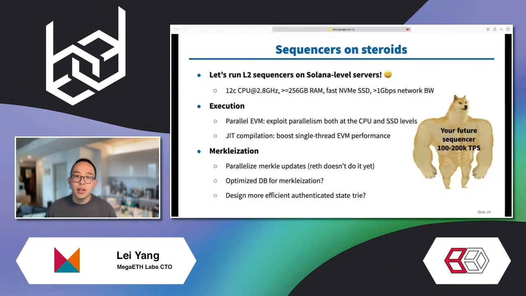And for Merkleization, we can parallelize the Merkle update process, which Reth doesn't do for now. And we can also optimize the database to get rid of the overhead. We can even design more efficient data structures to replace Merkle-Patricia trees to store the state trie. So in the future, we can expect that a hyper-optimized sequencer software and hardware can achieve an order of magnitude higher throughput than historical sync in Reth today. In other words, that will be 100 to 200 thousand transactions per second on the current Ethereum workload.